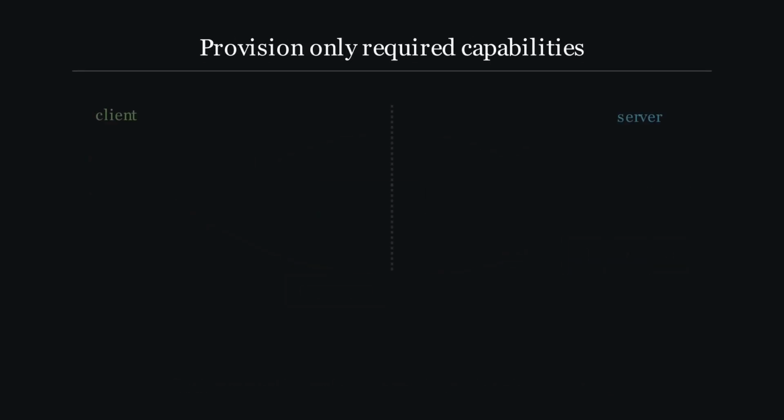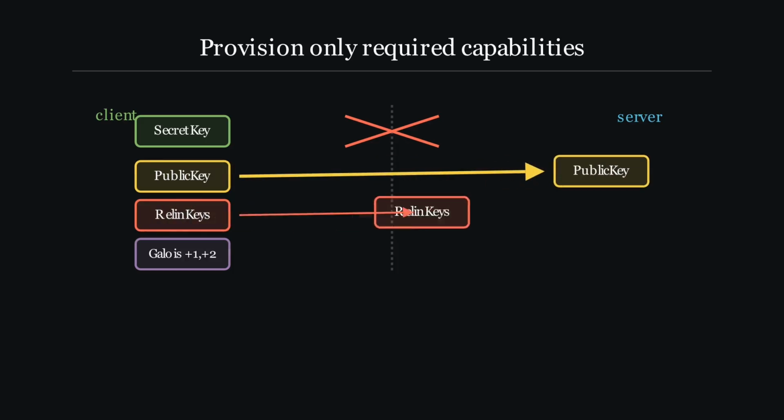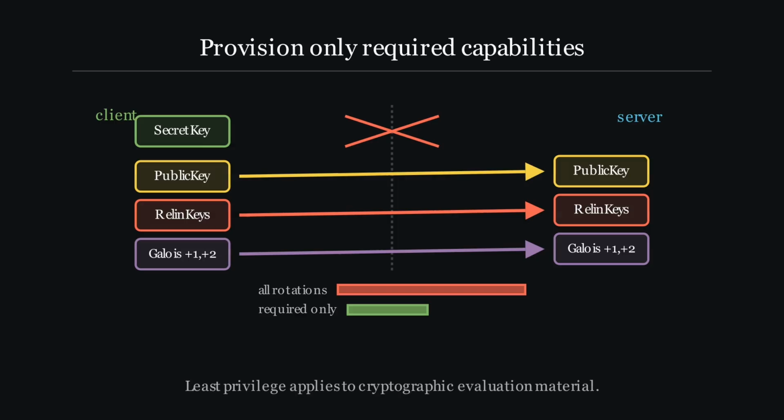Least privilege now becomes a concrete key policy. The secret key attempts to cross the client-server boundary and is blocked, then returns to the client. Public key, real keys, and only the required Galois rotations cross through separate approved paths. The bars below compare generating every possible rotation with generating only the 2 shifts used by the circuit.